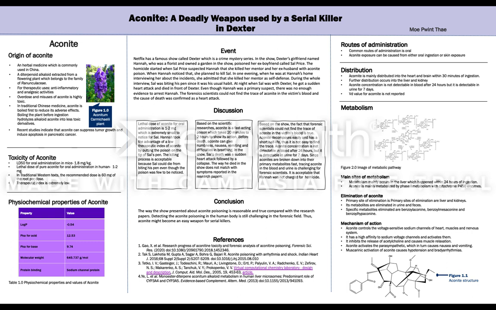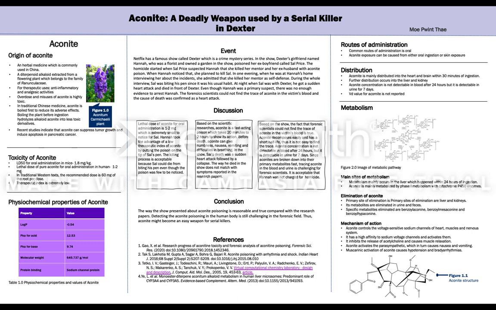It is primarily metabolized by the phase 1 metabolism with cytochrome P450 enzymes, and metabolism is mainly occurring in the liver, within 24 hours of ingestion. It is really fast. And elimination of aconite. How is it eliminated? The primary sites of elimination are liver and kidney. Its metabolites are eliminated mainly in the urine and feces.